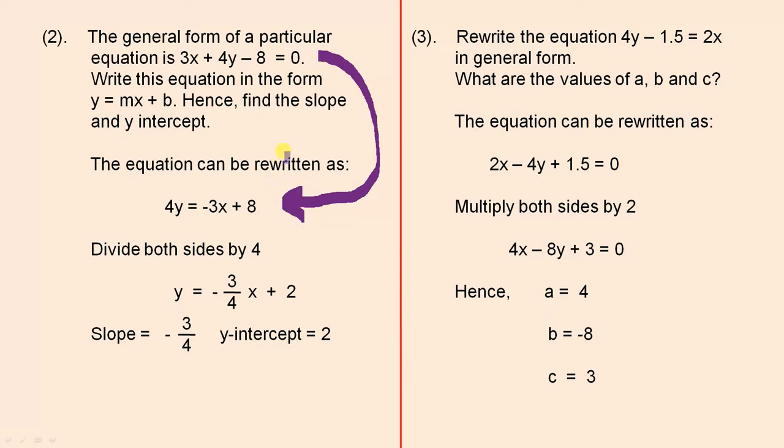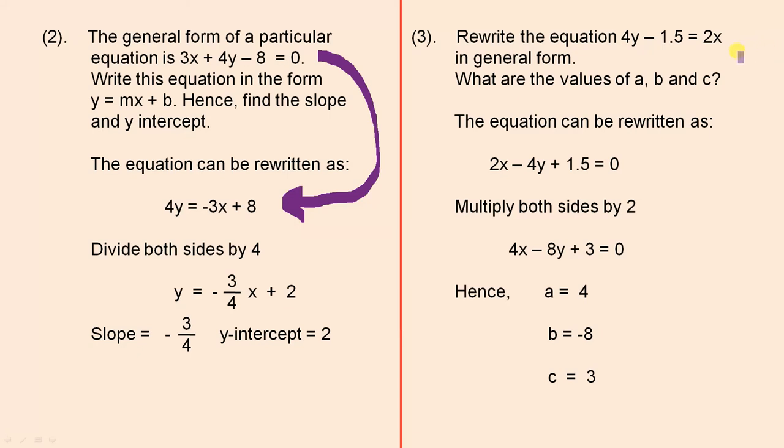Now at a year 9 level, you should be able to write that down automatically. Okay? That's what we can do at the year 9 level. So this equation can be written in that form. If we divide both sides by 4, that gives us y equals minus 3/4 x plus 2, which is in the form y equals mx plus b. So the slope is negative 3/4 and the y-intercept is 2.